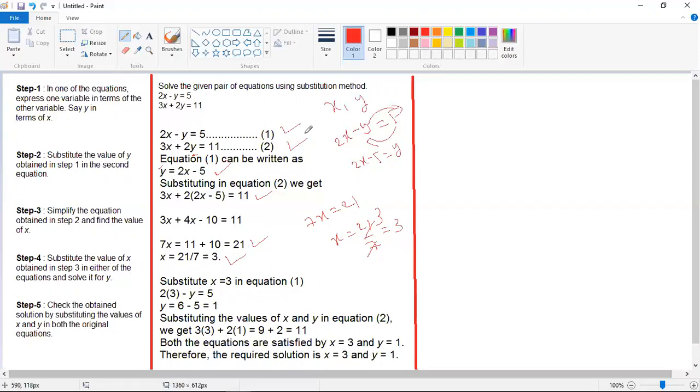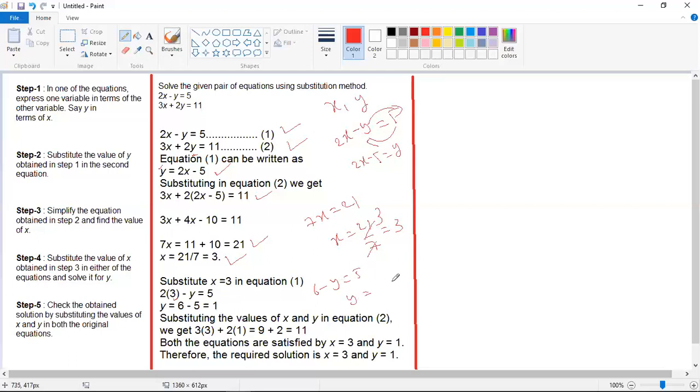We have two equations now. We can substitute in any equation. Now let's substitute x equal to 3 in equation 1. What is equation 1? 2x minus y is equal to 5. So we have 2x, and what is the x value? 3, right? So 2 into 3 minus y is equal to 5. So 2 threes are 6, 6 minus y is equal to 5. So exchange the positions.